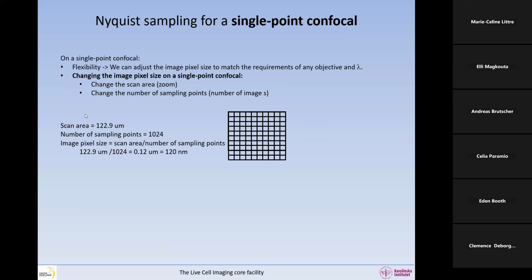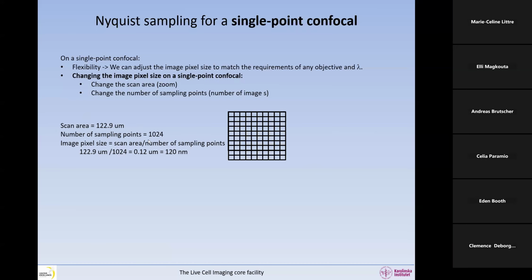So for example, we're going to have a scan area of whatever, 123 microns. So this is the area. This is the size of the image. So the area in the sample that we're imaging is the scan area. And if you have a high zoom, you're going to image a smaller area than if you de-zoom.